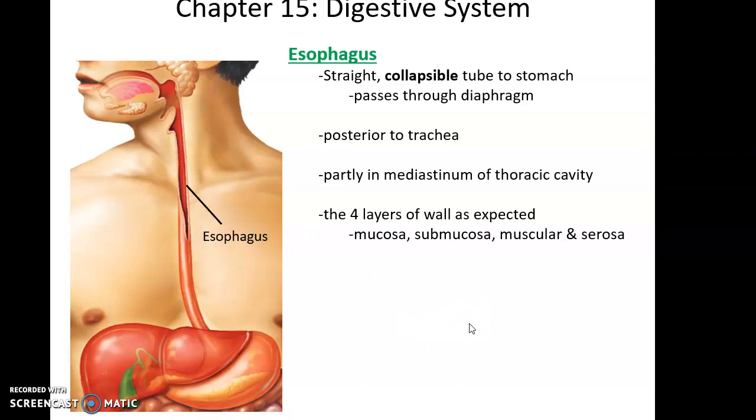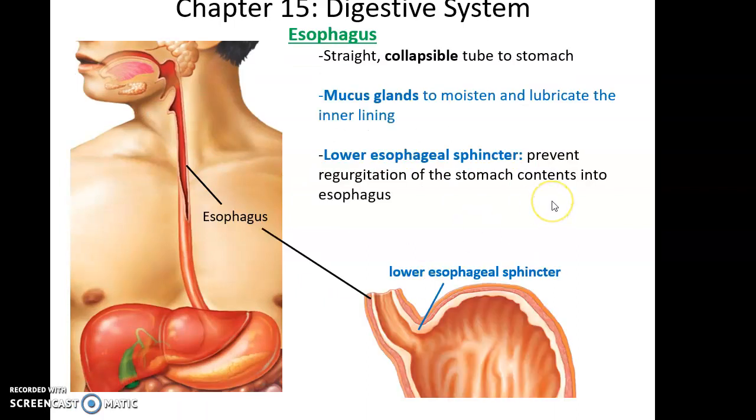And the four layers of the esophagus wall look pretty much as we expect, with the mucosa, submucosa, muscular layer, and serosa. Now, the esophagus has lots of mucus glands along its length. The mucus glands, surprise, surprise, produce mucus. And the mucus helps to moisten the inner lining of the esophagus and to lubricate it to help in moving the bolus toward the stomach.